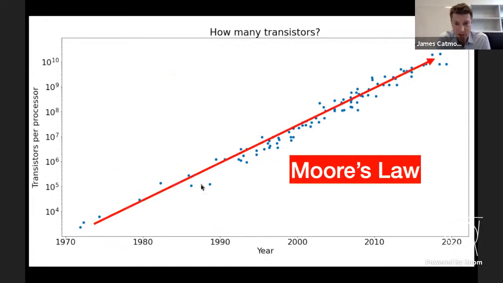And this increase in the number of transistors is something called Moore's law. This says that roughly every 2 years, the number of transistors in a computer processor roughly doubles. That trend started in the 70s and it more or less continues to this day.